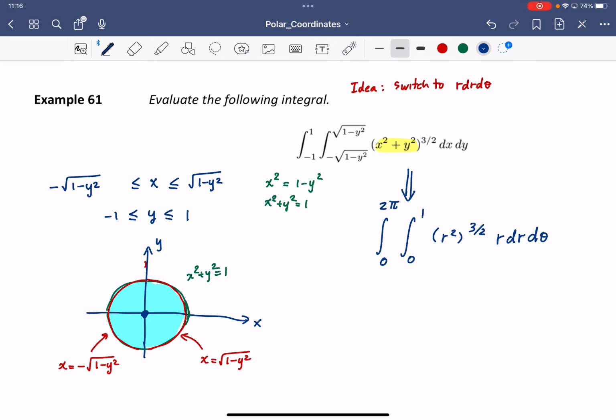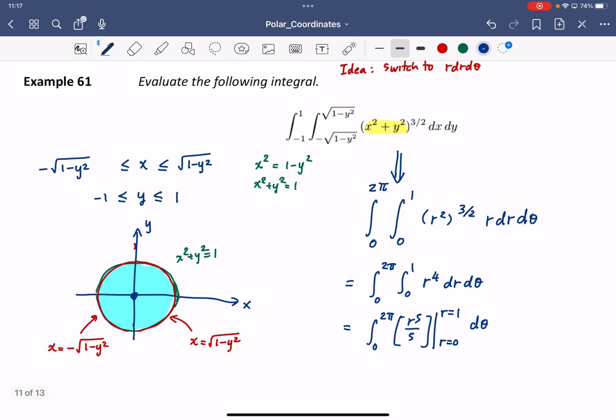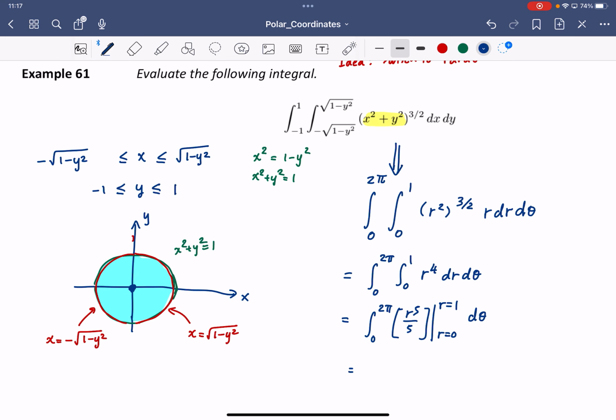Now it's time to integrate. 0 to 2 pi, 0 to 1. The inner part: you're going to have r to the 4, because this is r cubed and then this is 1 r, so this is r to the 4. Now you integrate it, so you have r to the fifth power over 5, with r from 0 to 1, and the inner part is actually 1 over 5, so the answer is 2 pi over 5.